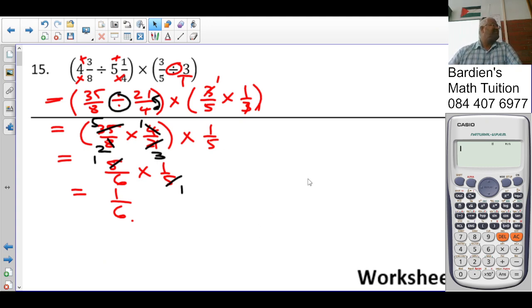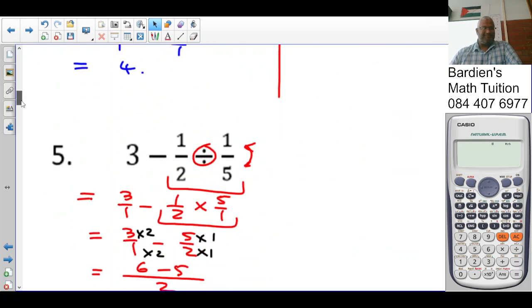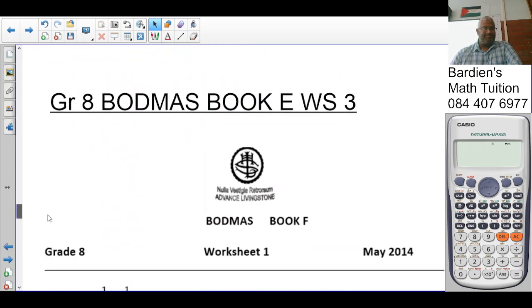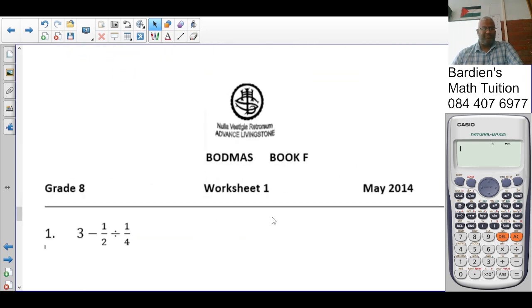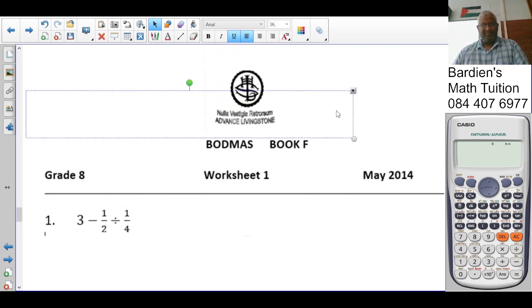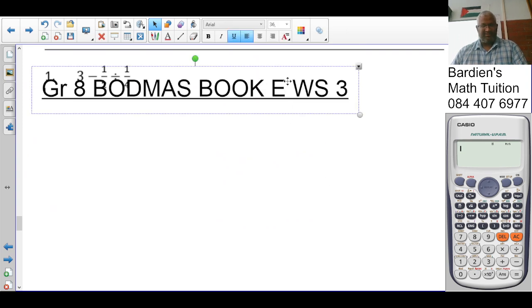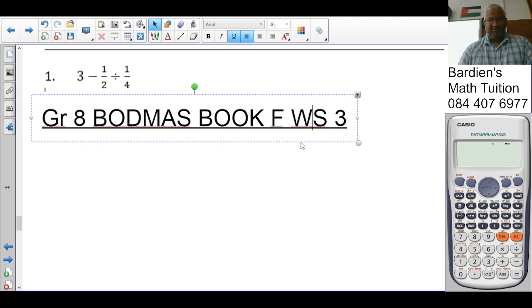Not yet. I don't remember. Thank you, miss. Okay, so it's Book F Worksheet 1. Let's just pull this down. Yeah, just copy this because it's going under the thing, right? Book F, Worksheet 1.